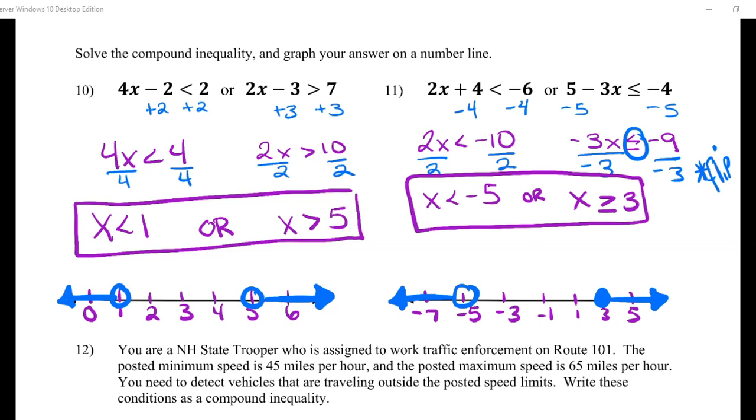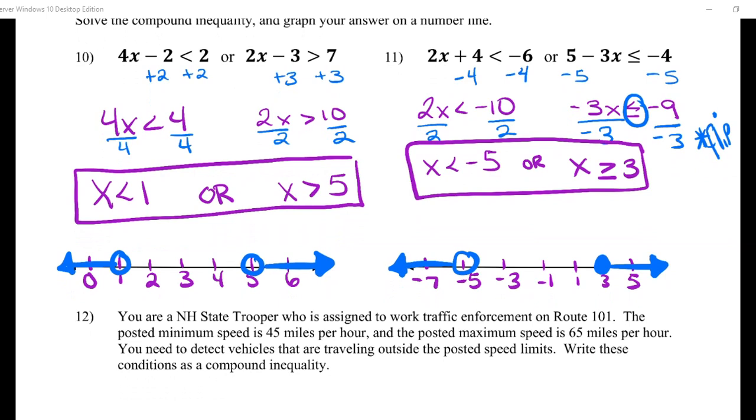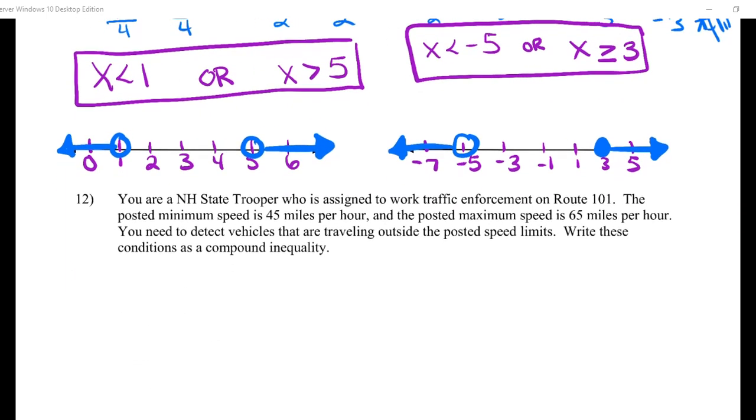Okay, let's do one word problem where we're expressing the situation as a compound inequality, and one correct the error problem. You are a New Hampshire state trooper who is assigned to work traffic enforcement on Route 101. The posted minimum speed is 45 miles an hour.